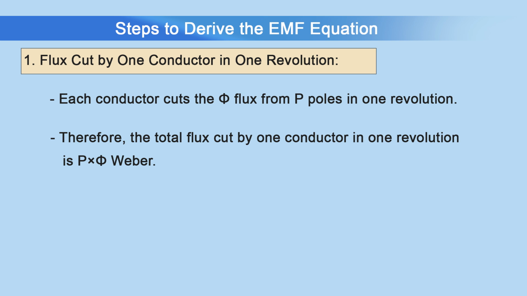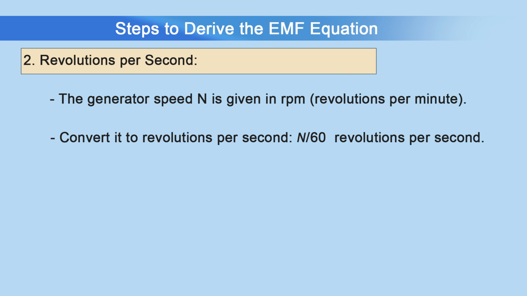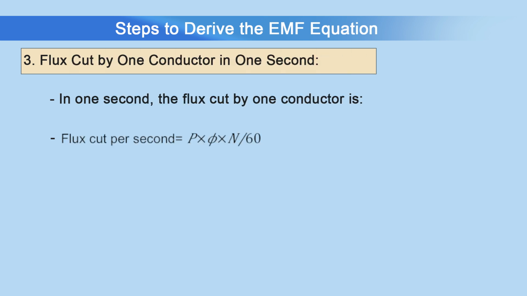Next, revolutions per second. The generator speed is N, which is given in RPM. So convert it into revolutions per second, which means N by 60 revolutions per second. Now, how can we derive the flux cut by one conductor in 1 second? It is very simple. In 1 second, the flux cut by one conductor is equal to P into phi into N by 60, which is the flux cut per second.